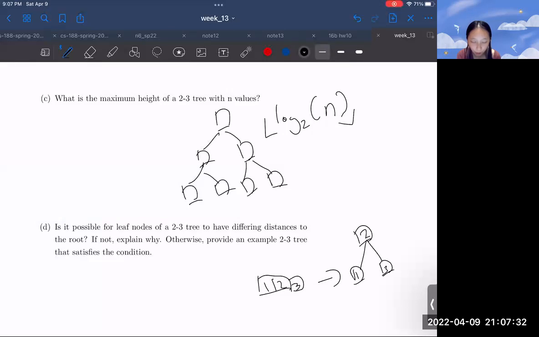So one important thing to note about this is that both sides increase at the same level, or both sides increase at the same rate. So when you add a level, all sides are balanced. There's no one node that's one below everything, because it doesn't split until it's absolutely full. So as a result, it's not possible for a 2-3 tree to fit this condition because it always splits symmetrically.